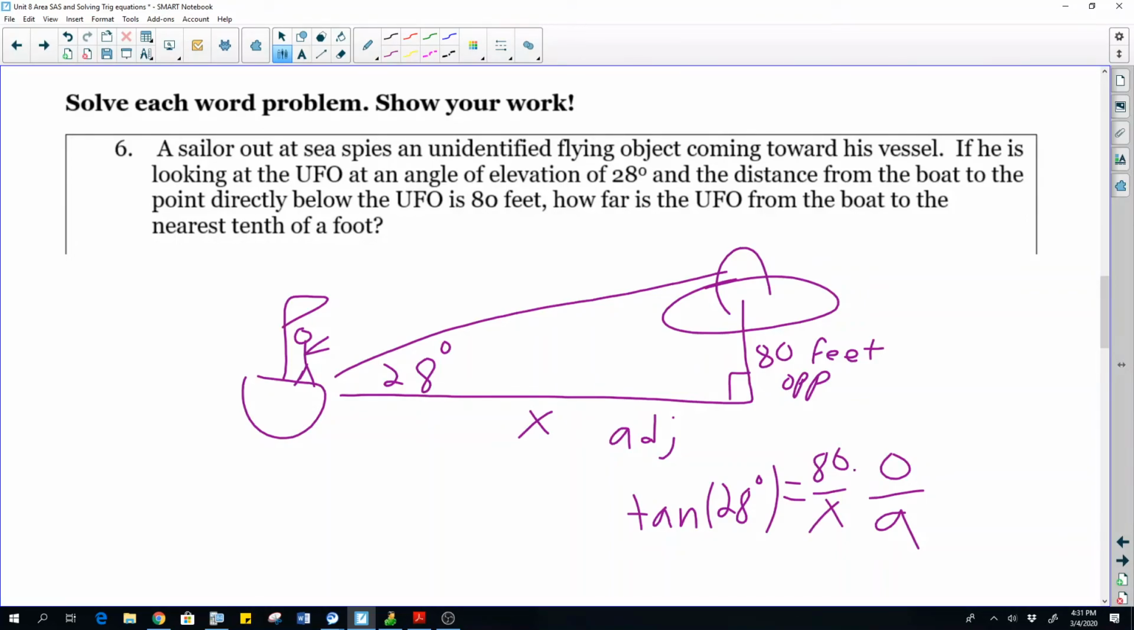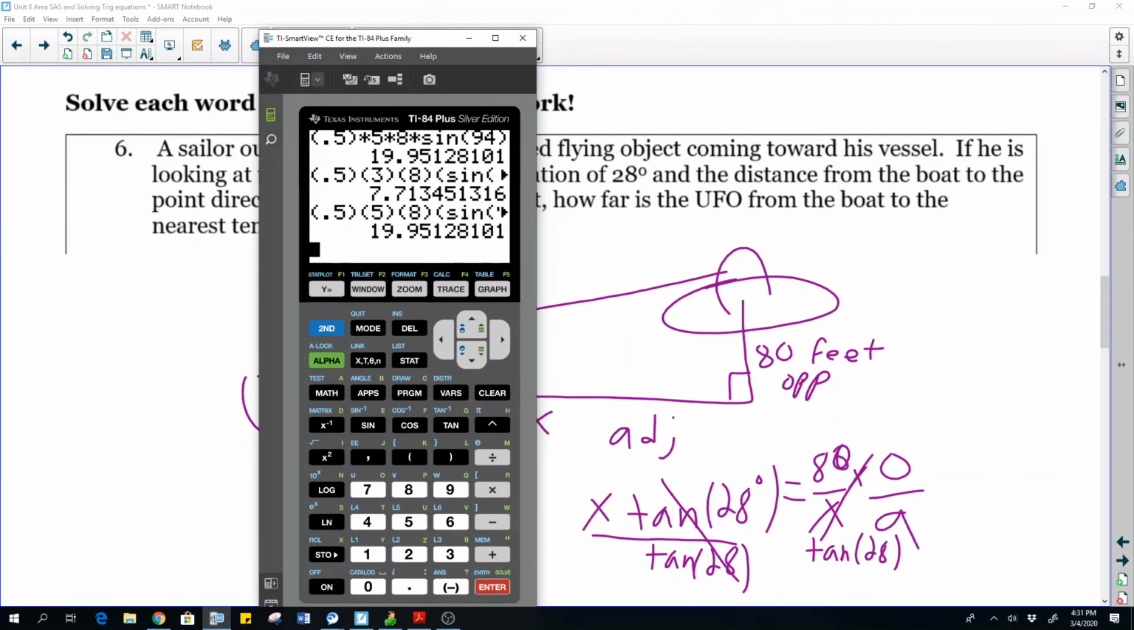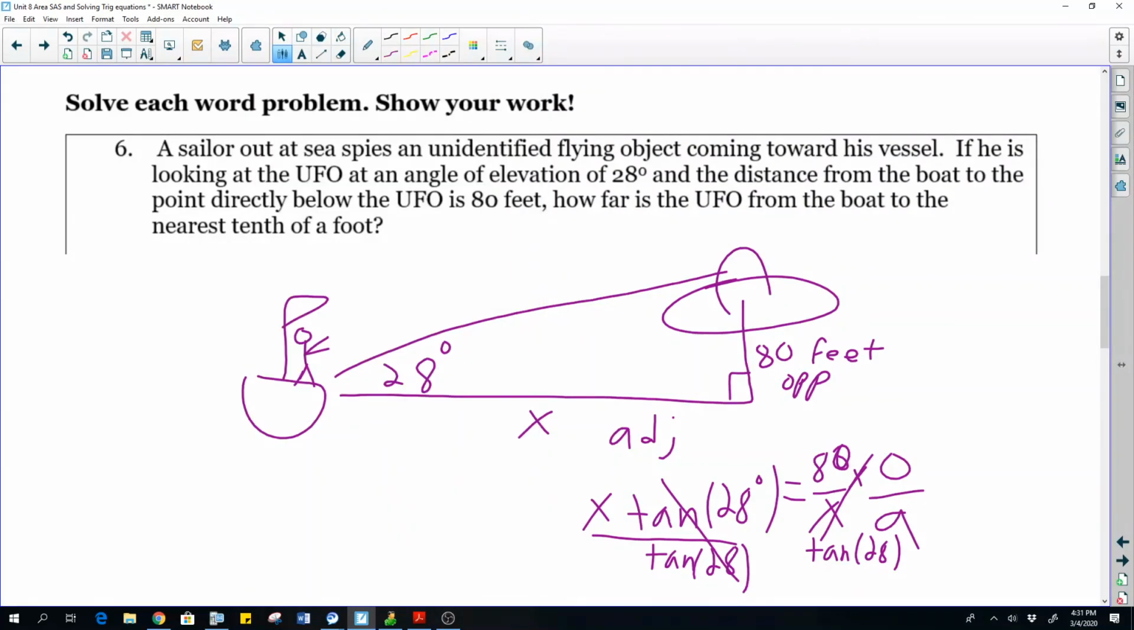To get that out of the bottom, we multiply it to the other side. So x goes over here, and then we divide by tangent 28 degrees down below. Now in our calculators, we'll do 80 feet divided by tangent 28 degrees and see what we get for x. Nice, and that gives us 150.4 or 150.5.